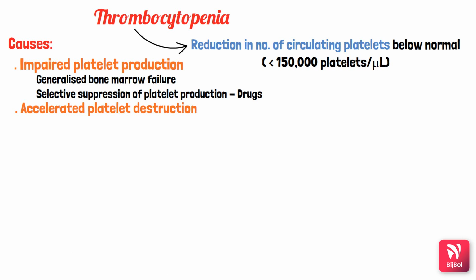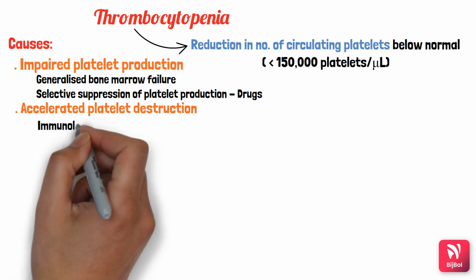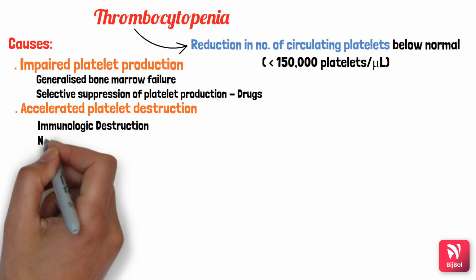The next cause is accelerated platelet destruction. So here platelet production is normal, but the destruction is very much faster.